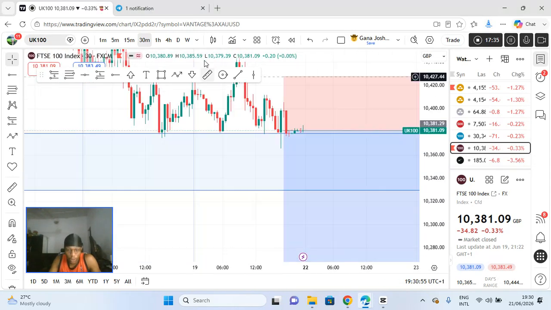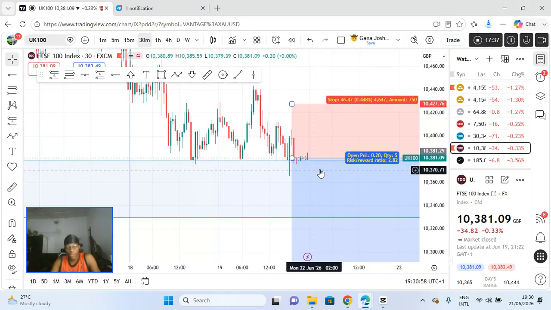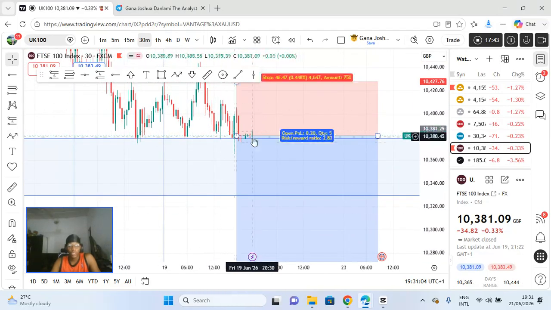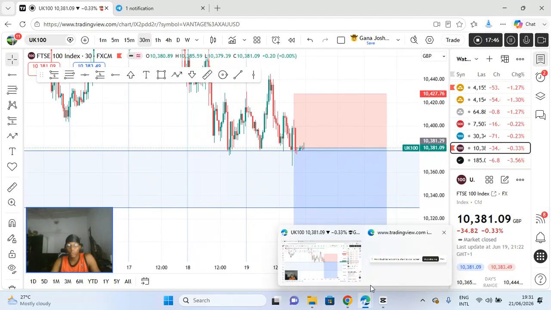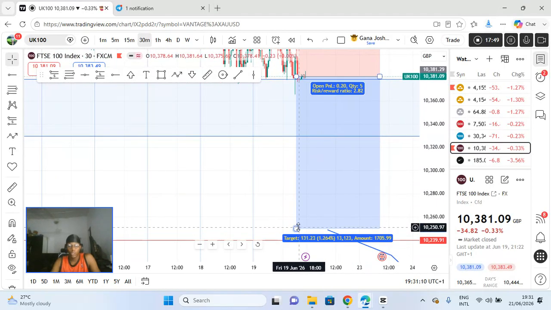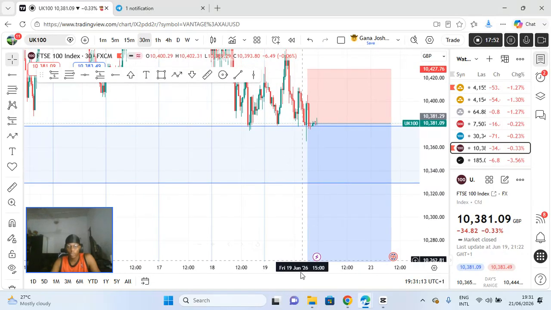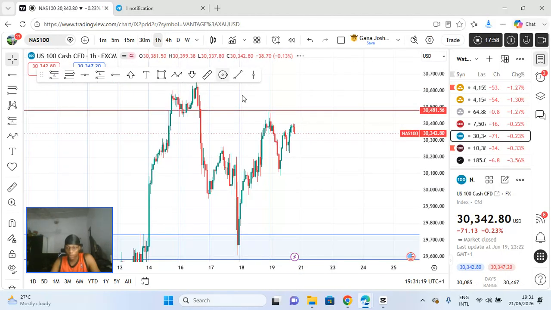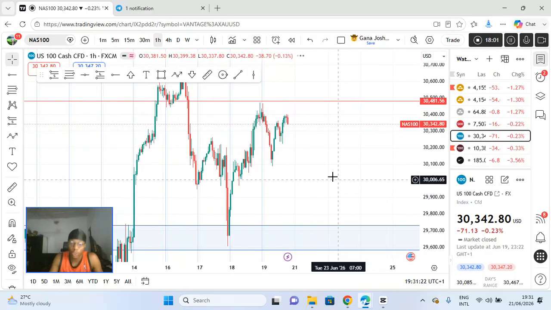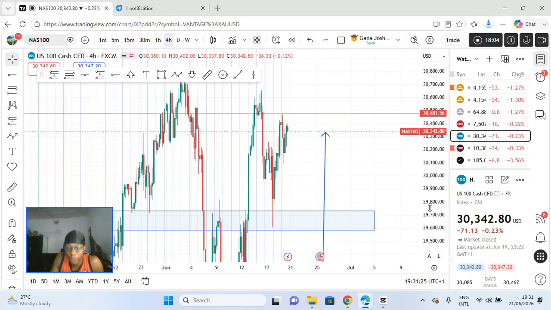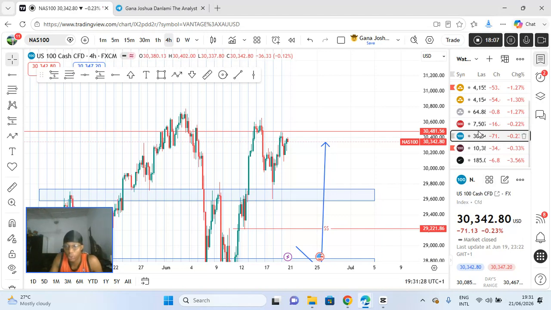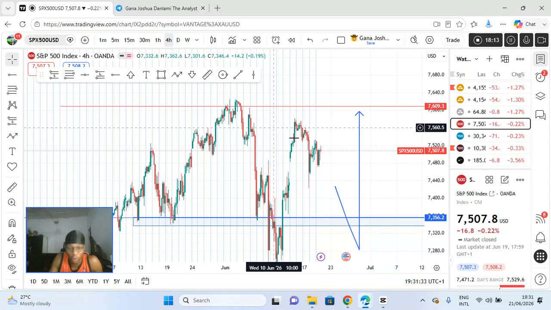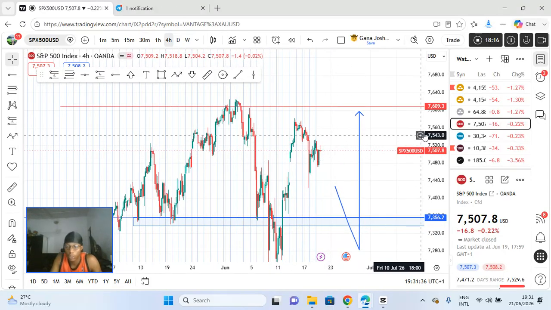UK 100 is sitting at a level of support right now, so be careful. But it's still bullish so long as price is in this level, just like we established. For S&P and Nasdaq, we are bullish on them. So any bearish momentum we see is an opportunity for us to position for the buys on S&P. I'm not going to be taking any sell opportunity on S&P and Nasdaq.